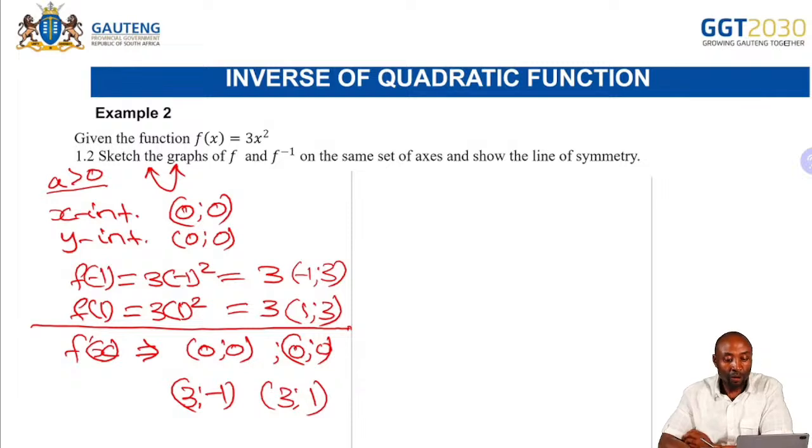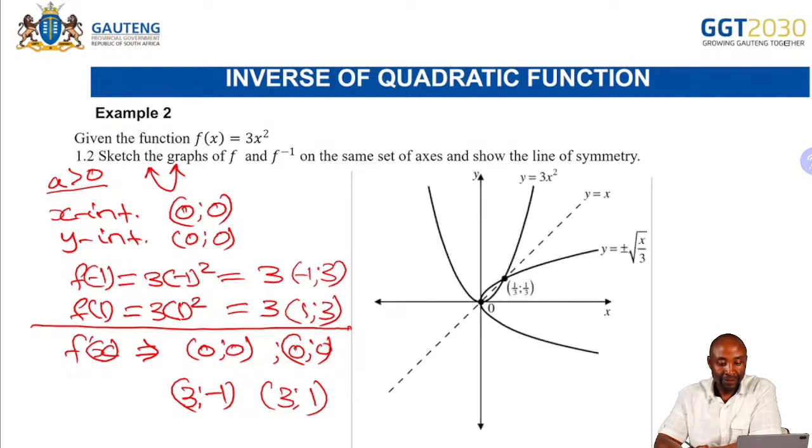Welcome back. I hope you have managed to do your sketch, and your graph should look something like that. Now, remember, our graph is continuing because it does not have a restricted domain and a restricted range. It will continue like that. So our axis of symmetry is there. Our graphs are going to intersect at 2 different points.